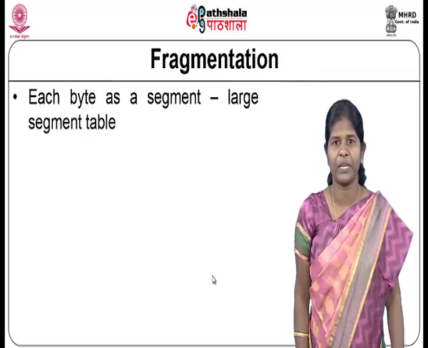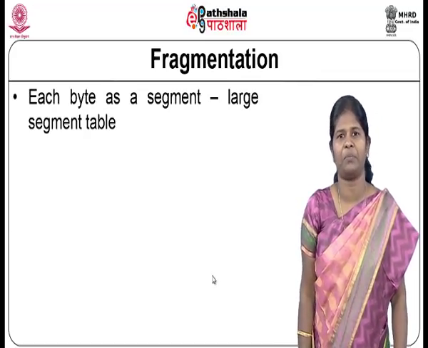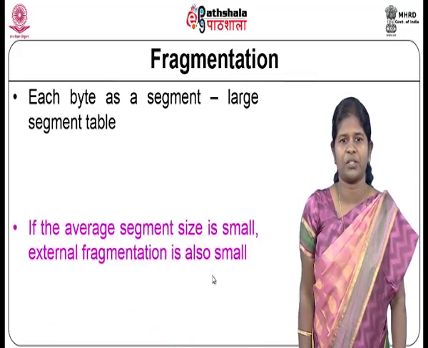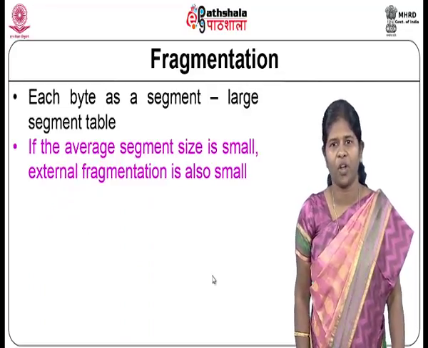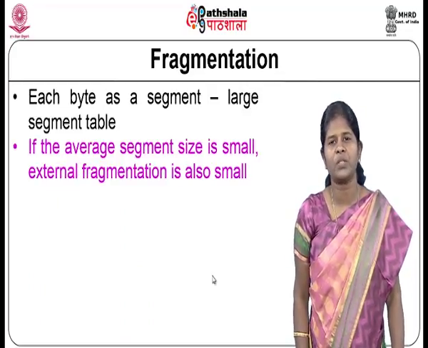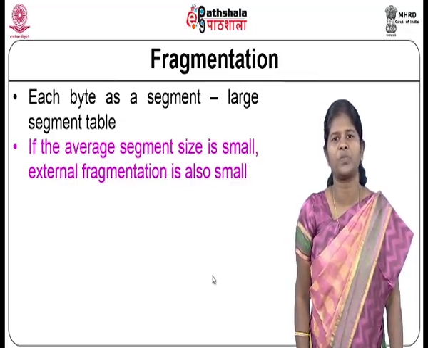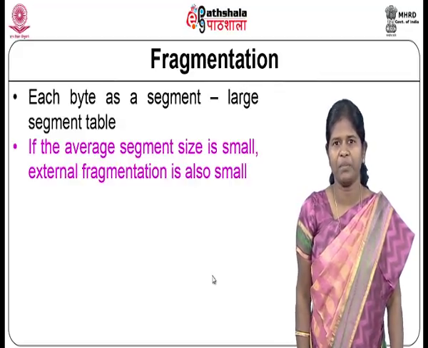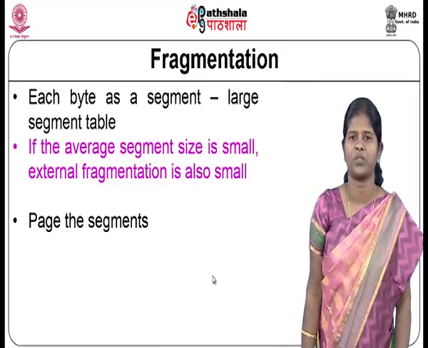And when the number of segments becomes very large, the number of entries in the segment table will correspondingly become large, and the size of the segment table will become very large. So, both the extremes are not very good. It is better to have the average segment size be small. It should not be very small, it should not be very large, it should be medium enough, so that your external fragmentation is also small.